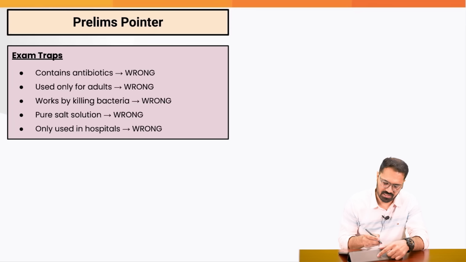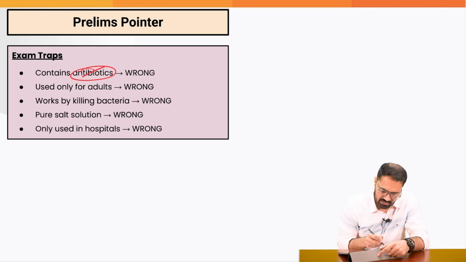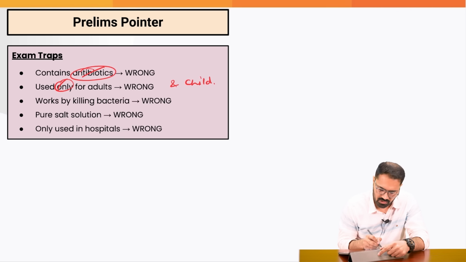What can the exam traps say? It contains antibiotics. This is wrong. It just contains salts in the form of glucose and electrolytes. It is used only for adults. No, it is used both for adults and children. Especially, it is more useful for children under 5 years of age. Works by killing bacteria. No, it is not an antibiotic.